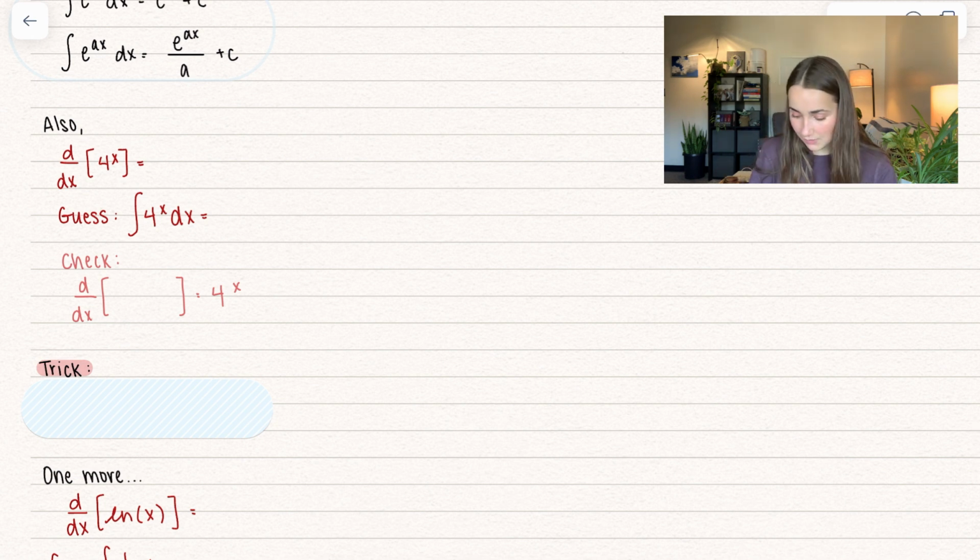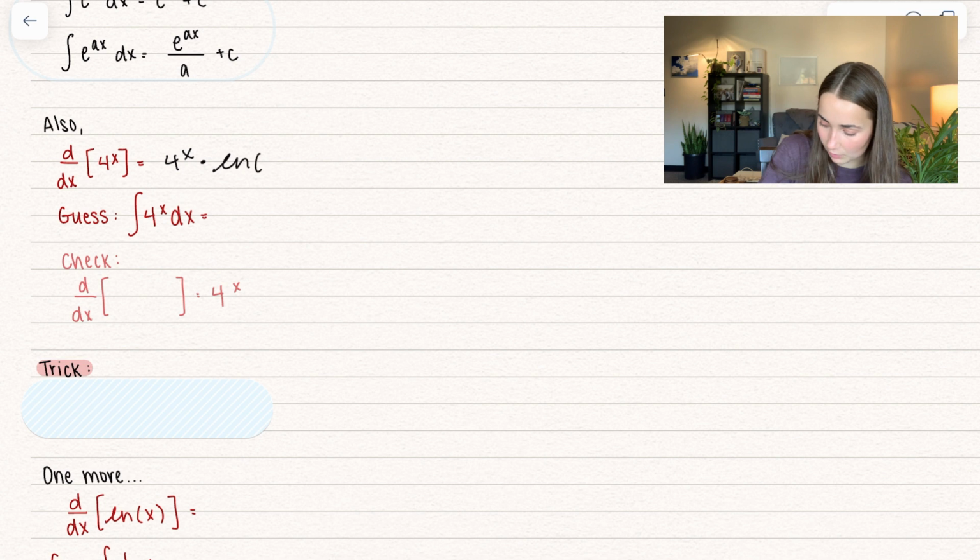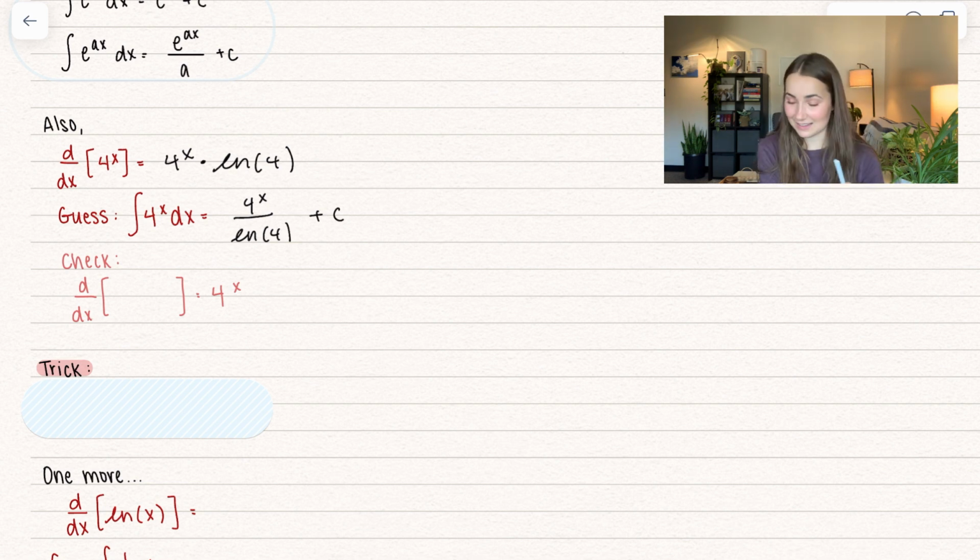So when we take the derivative of this, we get 4 to the x, but we multiply by the natural log of 4. So take a guess. What do we think we do? If you thought, hey, maybe we divide by the natural log of 4 and then we add c, you would be correct. So in our case, this natural log of 4 is a scalar. And so what we typically do is we divide by that scalar. And so that would be the case right here.